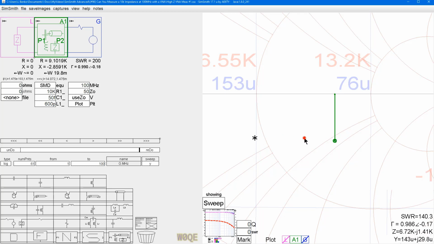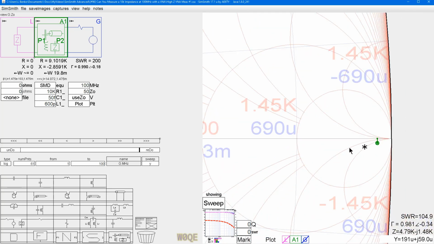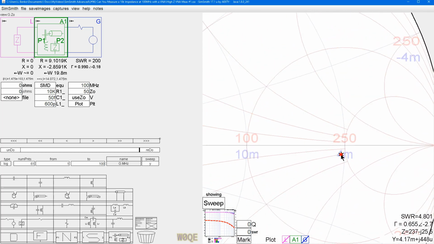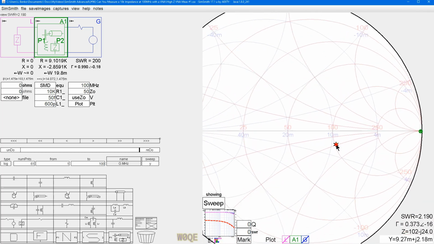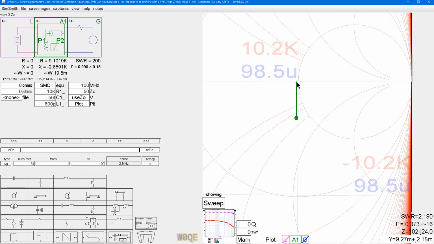But looking at it on a big scale, it looks pretty darn close to a dot. When we finally zoom out to where we can see enough of the Smith chart, there's the center of the Smith chart. It looks pretty much like a dot. And if we look at it really closely, this represents a reflection coefficient of 0.990 at 0 degrees, and this represents a reflection coefficient of 0.990 at minus 0.18 degrees. That's less than one-fifth of a degree.